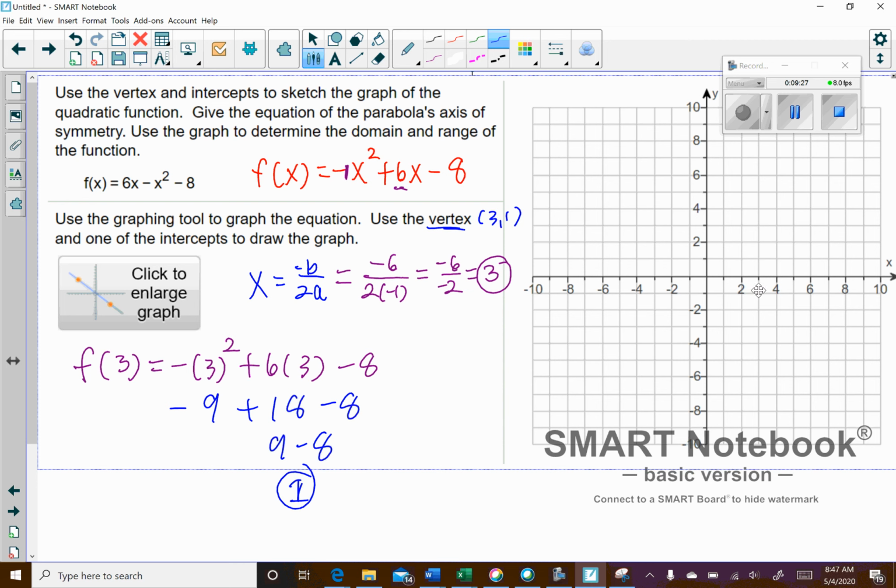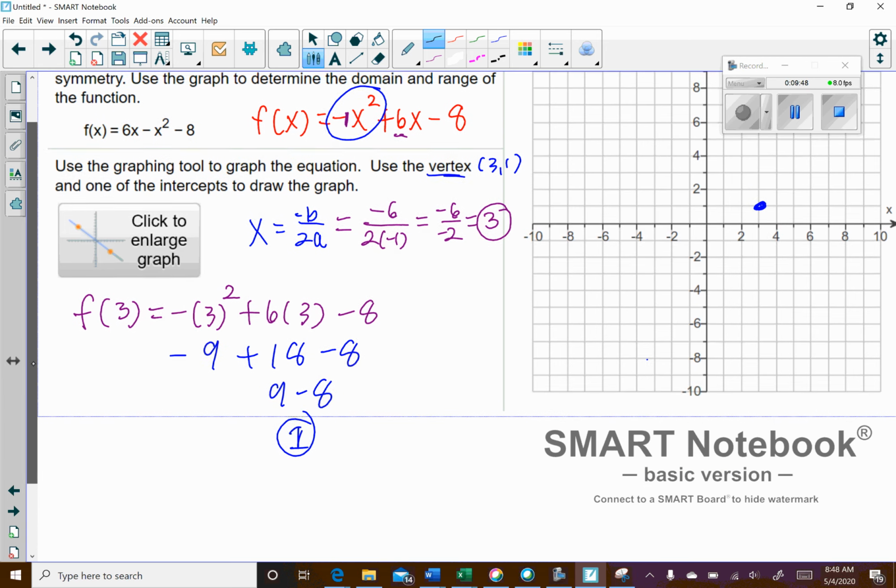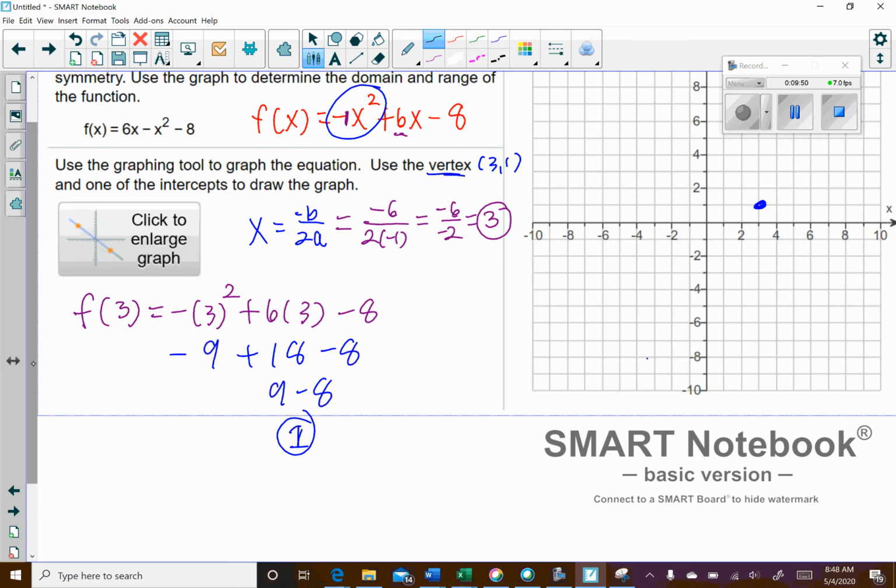So over 3, up 1 right there. Now, you can see that the a value is negative this time, so the parabola is going to open downwards, right? Okay. Now, once again, it is factorable. And so what you would probably want to do on this one is factor out a negative 1 to get started. So that would turn this into x squared minus 6x plus 8 equals 0.